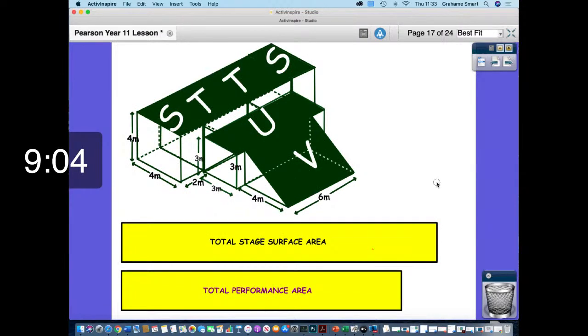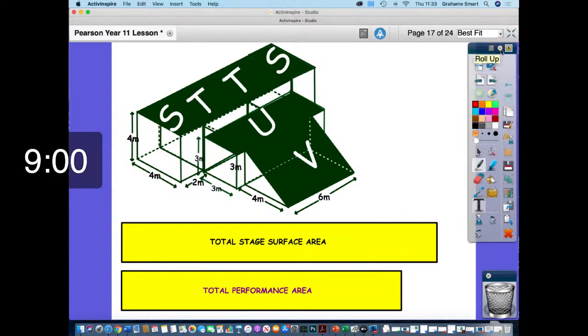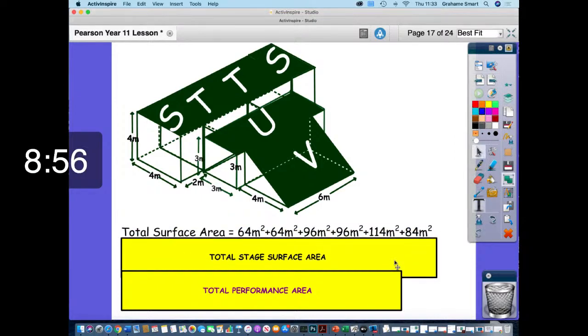Okay, total stage surface area. Let's just reveal this and then go through where all these numbers came from. We had two lots of 64 meters squared because we had two S blocks, which is what we said, just looking at them a minute ago, two of those. Sometimes the pen is a little slow to react, folks. So they're 64. Then we've got 96 and 96.